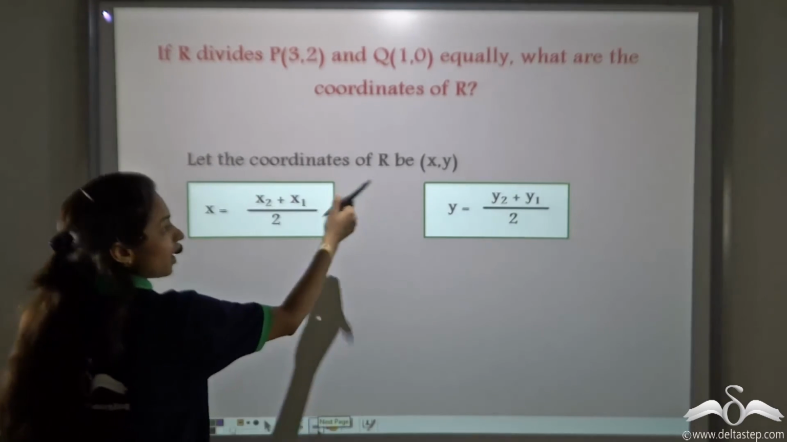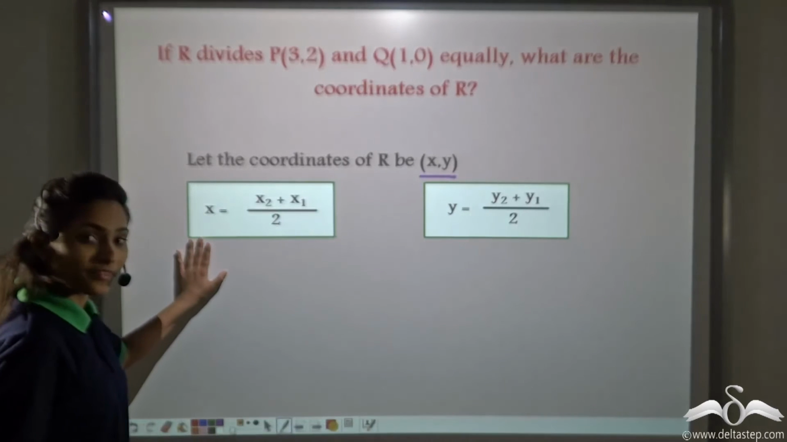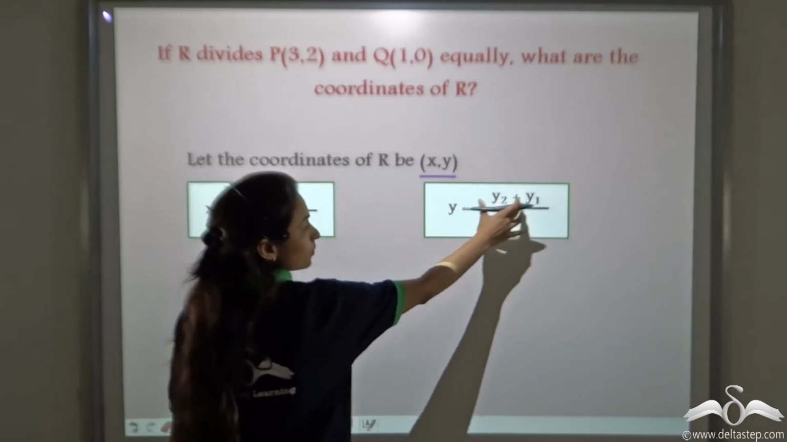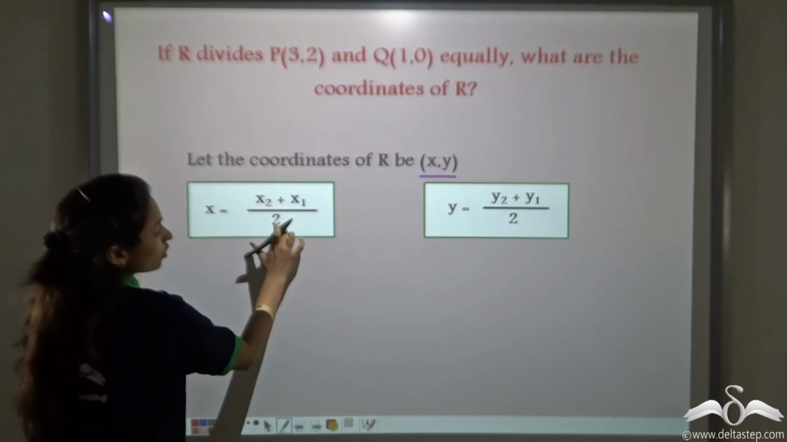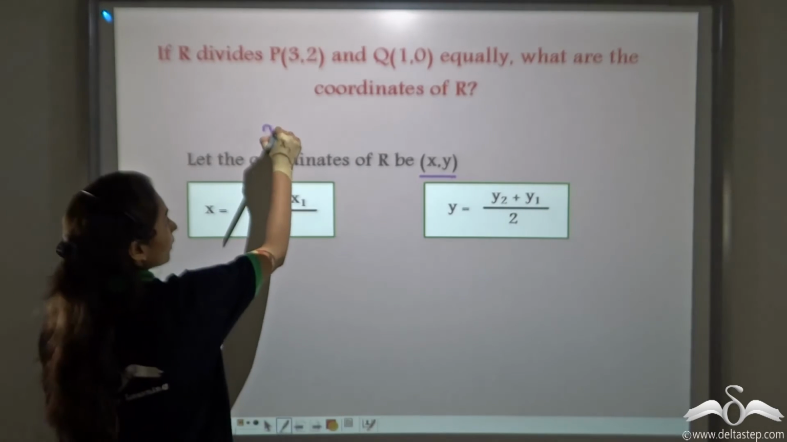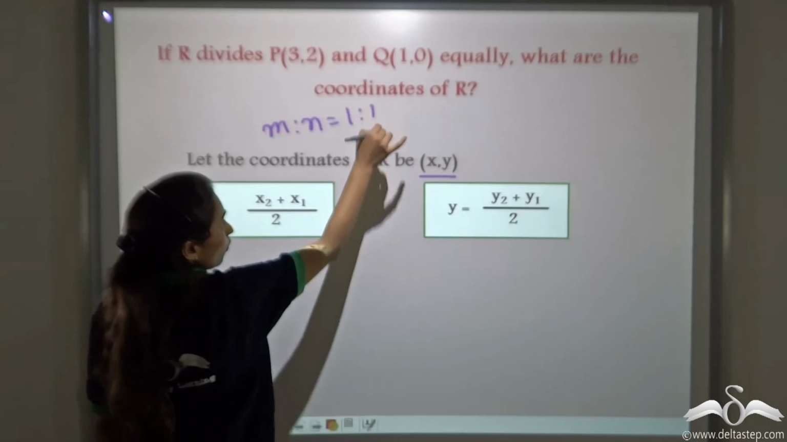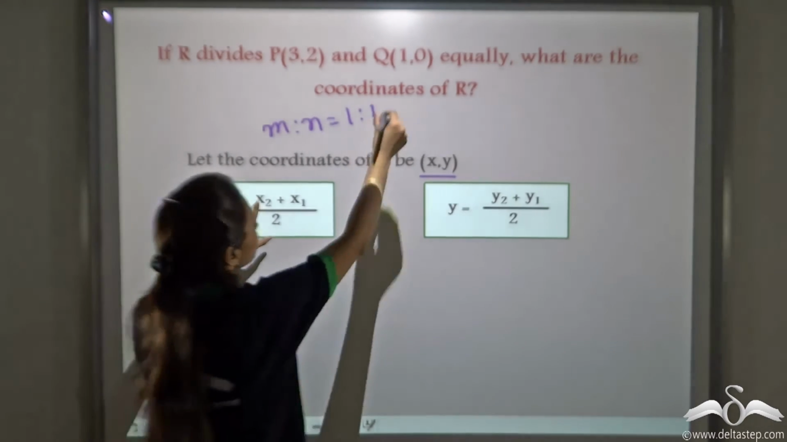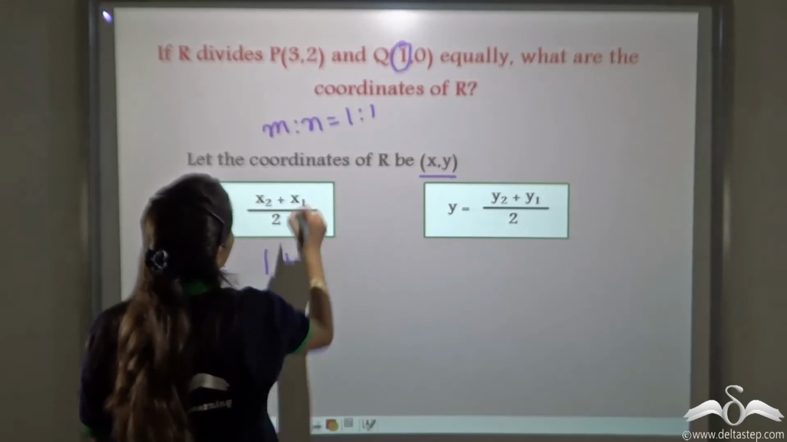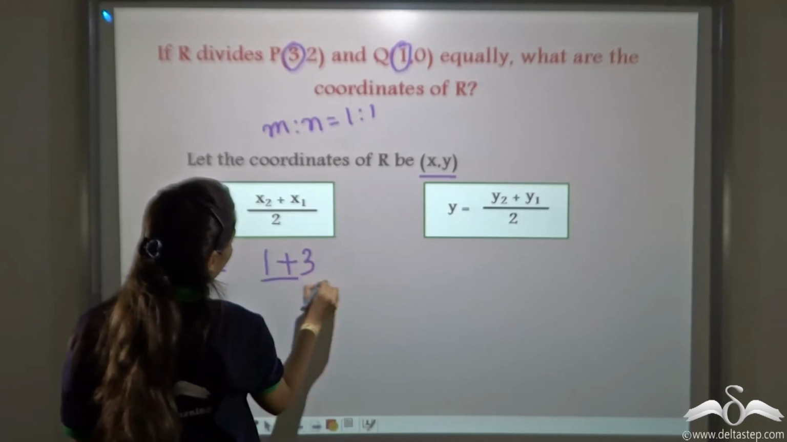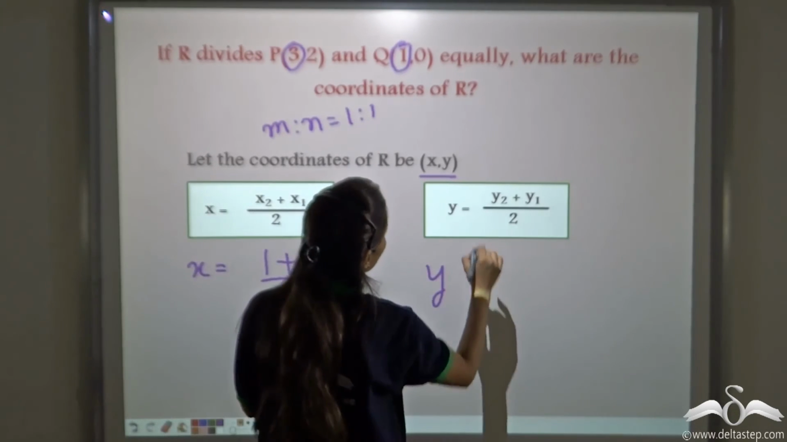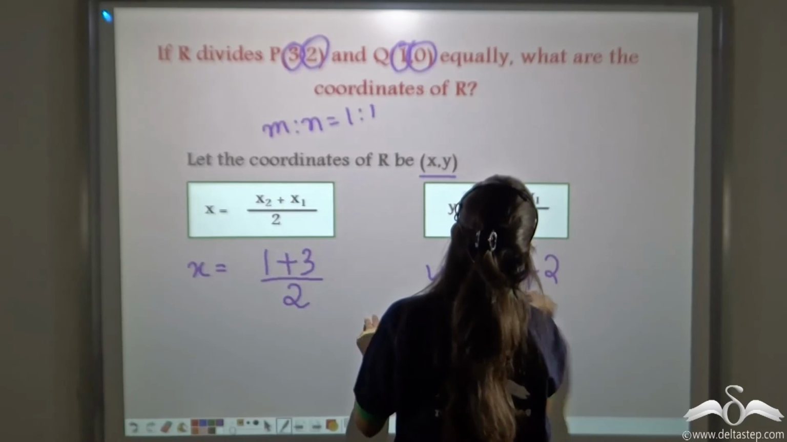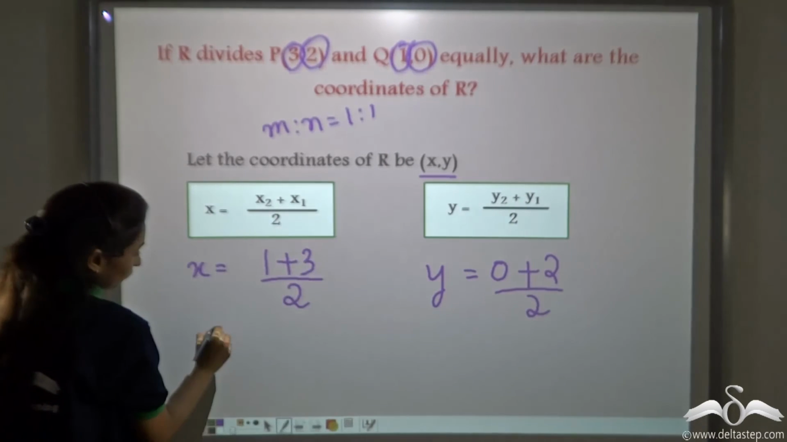Well, let us take the coordinates of R as x and y. Now we have that simplified formula with us, where x is x2 plus x1 by 2 and y is y2 plus y1 by 2. Now why have we taken this m plus n as 2 here? Because m is to n is 1 is to 1. Okay. So let us calculate x. x is x2 plus x1 by 2 and y is y2 plus y1 by 2.